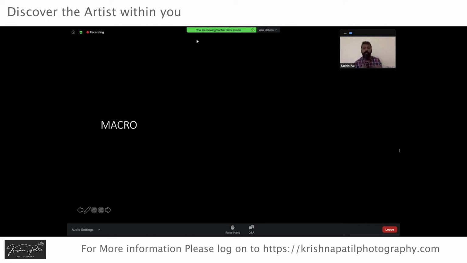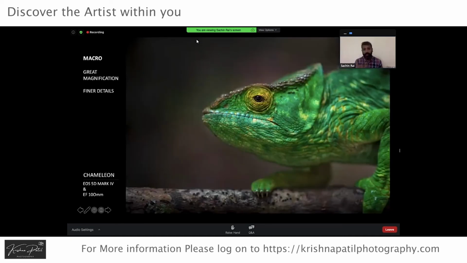So macro is a phenomenal domain within wildlife photography. I would very strongly recommend you use macro lenses. It's an absolute game changer. You will see the world differently. There's so much out there that people simply do not notice because it's small, and it makes you unique because not too many people have it. So it's a very, very unique place to be if you can.